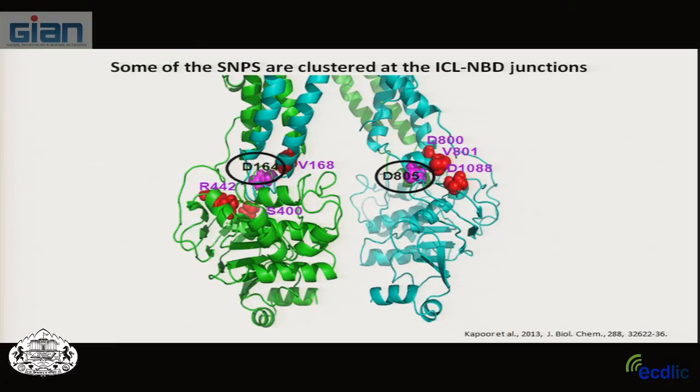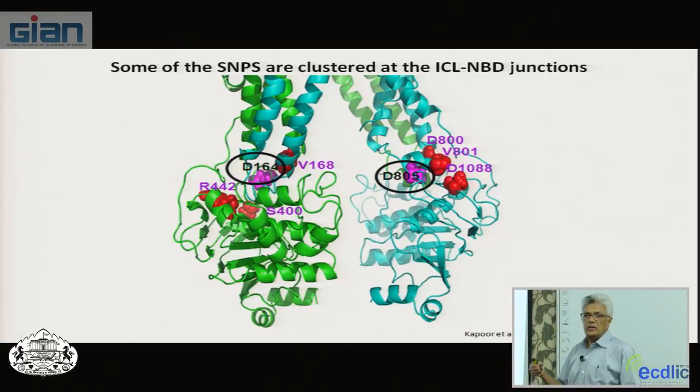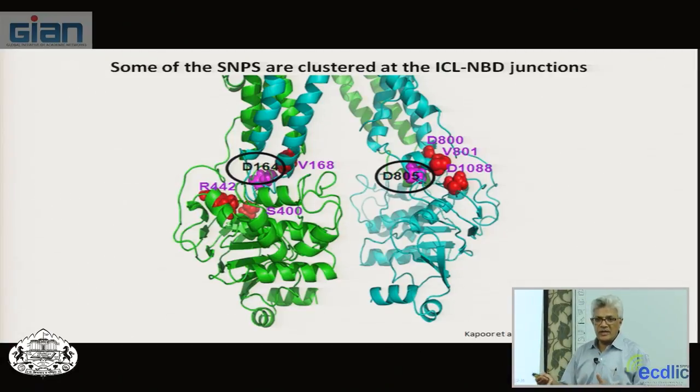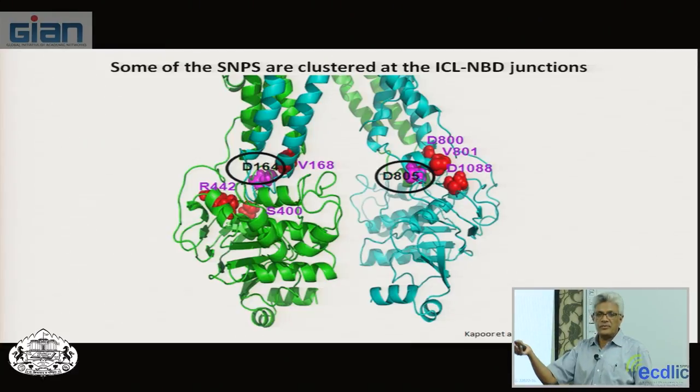And interestingly, when you make a mutation next to these polymorphic residues, like this aspartate 164 or aspartate 805, the protein is retained in the endoplasmic reticulum. It does not come to the cell surface. But if you use chaperones, the way we discussed about the cystic fibrosis protein, the same chaperones will bring these proteins to the cell surface, and then they become functional.